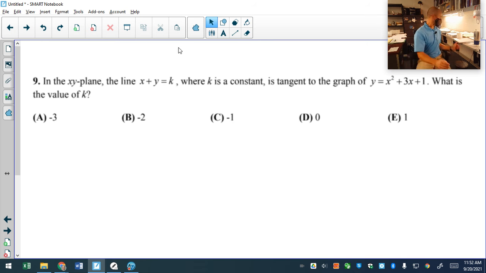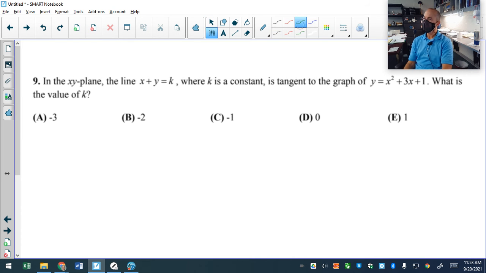Okay, so number 9. This is a good question. We just did this. I think this is the very last one we did last period. I like this question. So we have this line, x plus y equals some number k, is the tangent to the graph of x squared plus 3x plus 1. What is the value of k?